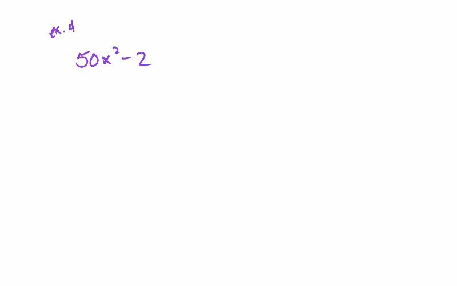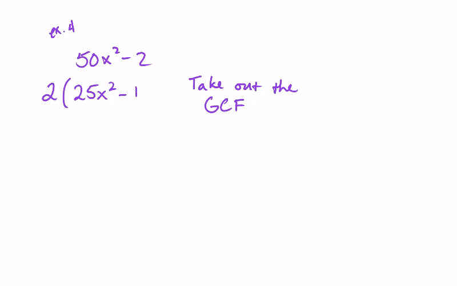When you look at it, 50 is not a perfect square, neither is 2. However, there's a greatest common factor in it. So if you took out the GCF first, the GCF is 2, both are divisible by 2. If I take out 2, it would be 25x squared minus 1.